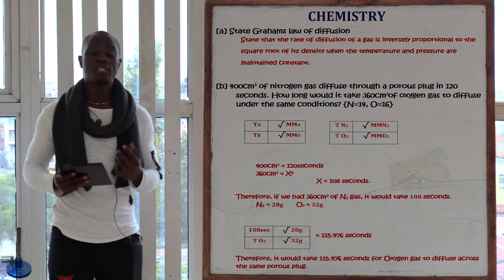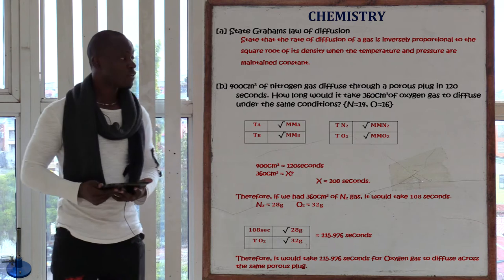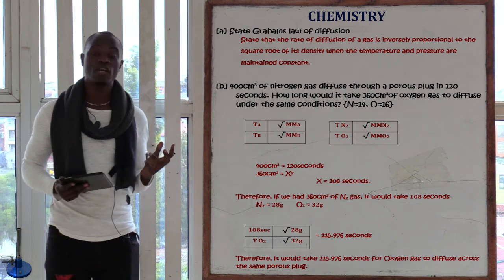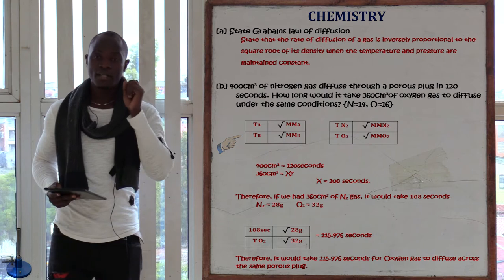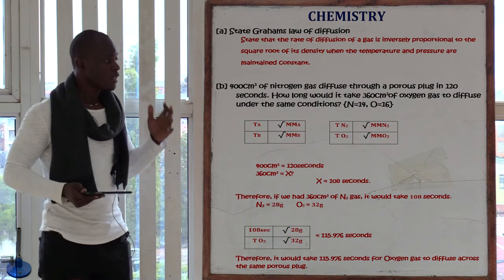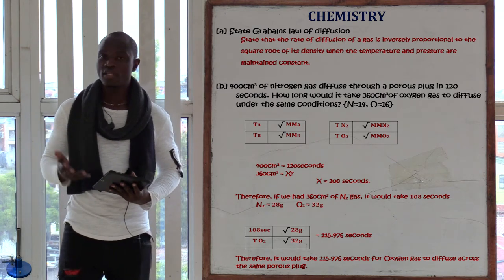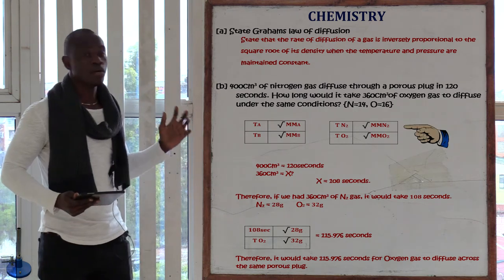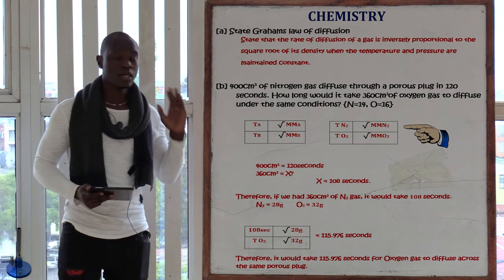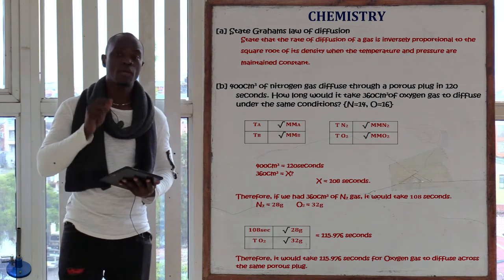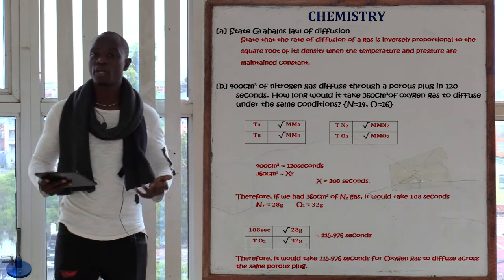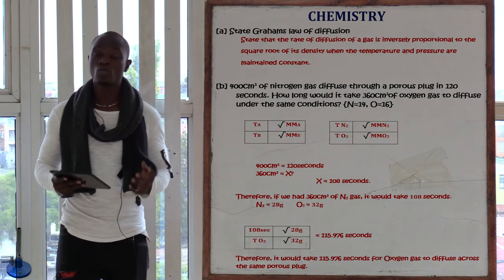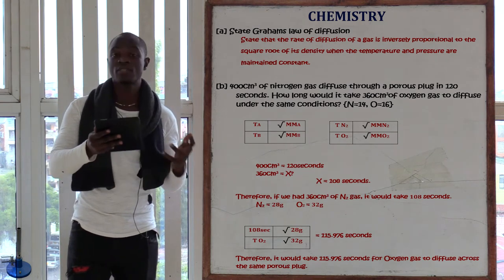Since we are being asked about the time, we are going to use the formula of time. The time of the first gas to diffuse divided by the time of the second gas to diffuse is equal to the square root of the mass of the first gas divided by the square root of the mass of the second gas. In this case, the first gas to diffuse is nitrogen, and the second gas that we have been asked about is oxygen. So substituting in the formula, the time of nitrogen gas divided by the time of oxygen gas is equal to the square root of the molecular mass of nitrogen divided by the square root of the molecular mass of oxygen. In this case, we have been given that the time of nitrogen is 120 seconds for 400 centimeters cubed.